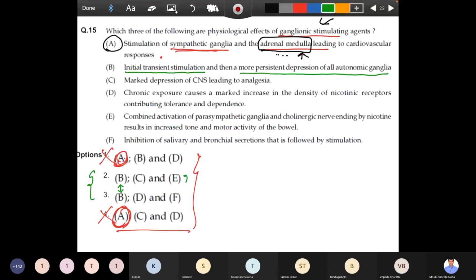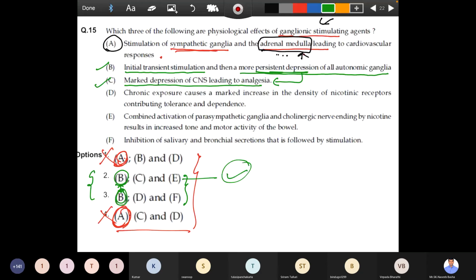Let us understand C. Marked depression of CNS leading to analgesia. Understand this one. What does B say? Persistent depression. What is C saying? The same thing. So if B is true, C must be true. So where do you have C? This one. So this is true. You don't need to go for the other options too. You will save time, but you need to apply thought. Logical thinking has to be there.